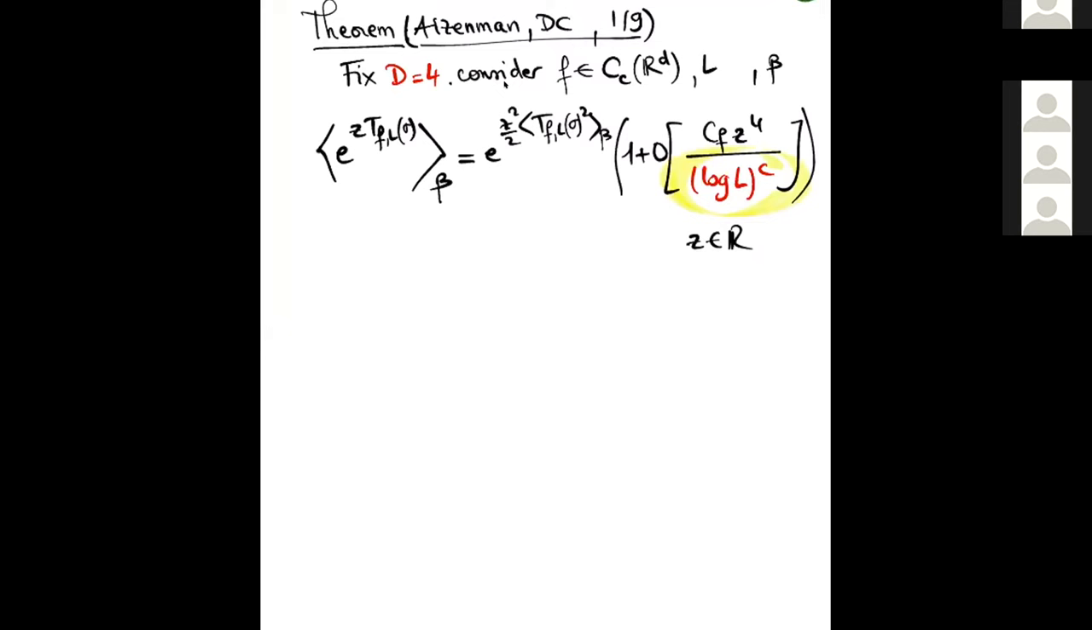Okay, so maybe the interpretation here is that T_F^L of sigma is almost like a Gaussian of variance equal to that. And here it doesn't mean it has a law, but it almost has a law.